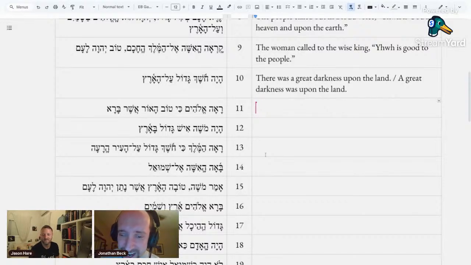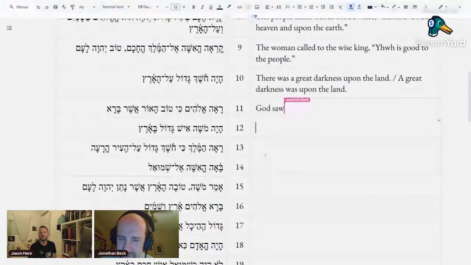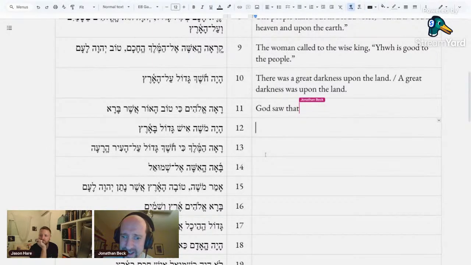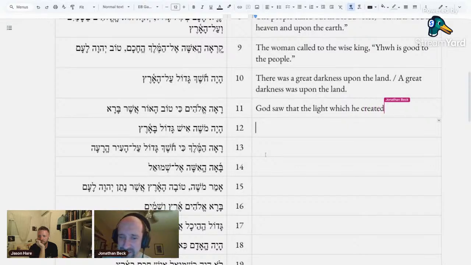All right, so Ra'a Elohim ki tov. See, this is all from Genesis. It's adopted because we haven't had any verb forms yet. But Ra'a Elohim, God saw ki tov ha'or, that good was the light, that the light was good. Which light? Asher bara, the light which he created was good. Right? Ha'or, good was the light which he created.